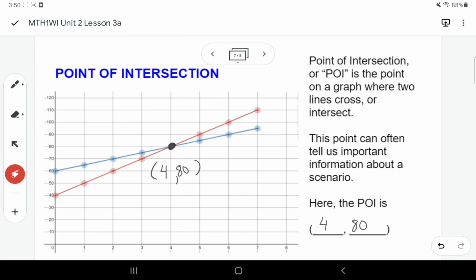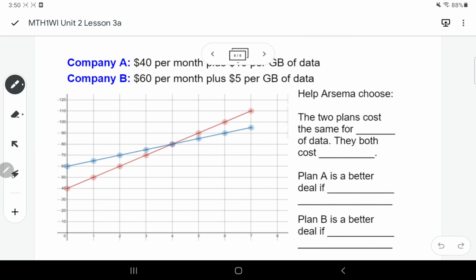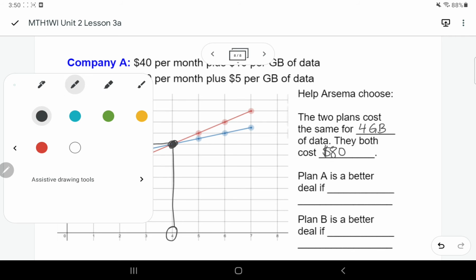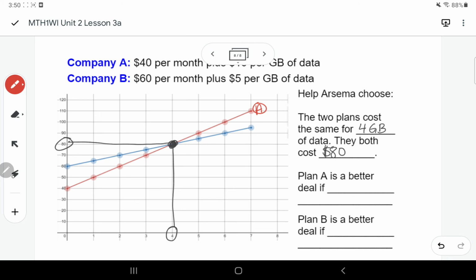And then this next slide tells you some good information about how you are going to have to summarize what you see on a graph. So it says help Arsema choose. The two plans cost the same for 4 gigabytes of data. That's my point of intersection, where they cross. They cost the same for 4 gigabytes. At 4 gigabytes, they both cost $80. Remember, plan A was the red one and B was the blue one.